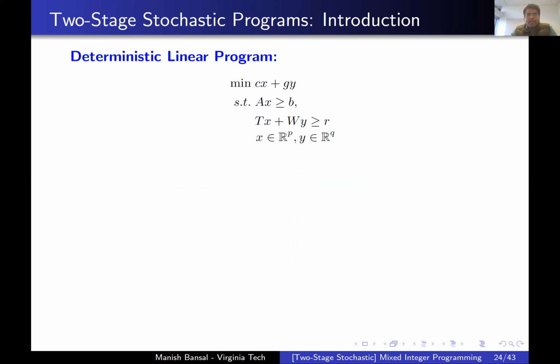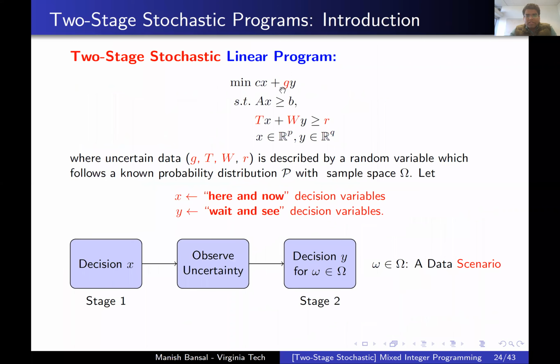In a more general setting, a two-stage stochastic program is defined as follows. Like previously, we have this deterministic linear program where all the data parameters are known. But what if some of the data, which is, let's say, c, matrix T, W, r, are uncertain? What you can do is describe this uncertain data by a random variable. Assume that you know the probability distribution corresponding to it, and you also have the sample space associated with this random variable.